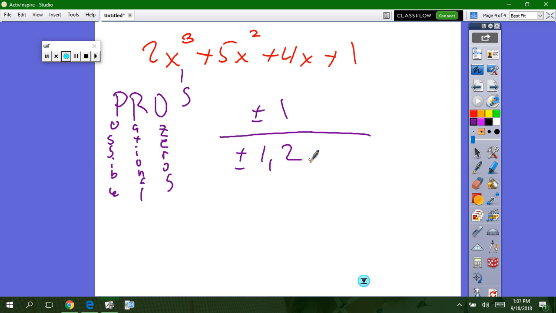So what are my options for my possible rational zero? Plus or minus 1 and 1/2. And the reason being is I go 1 divided by 1, 1. 1 divided by 2 is the half. Okay, let me explain really quick why. Those are the reasons why we do it this over this.